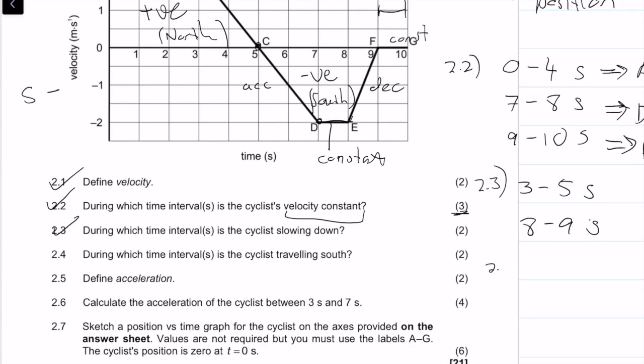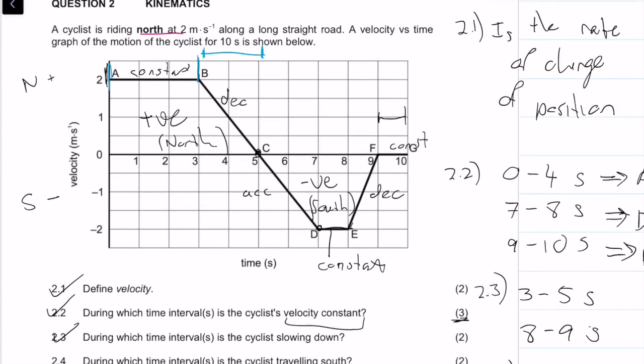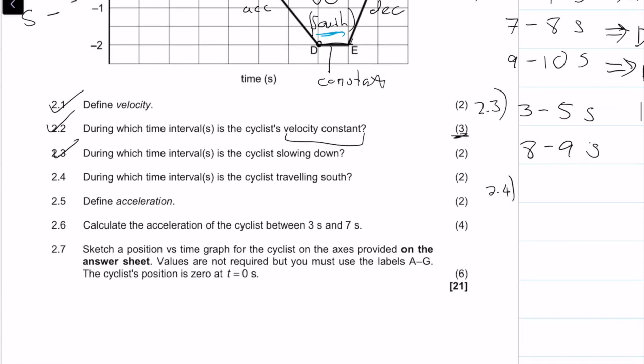And then the last question, 2.4: during which time intervals is the cyclist traveling south? So when is he traveling south? Here he was traveling north. In this first region we said all of this is traveling north, so all of this is when he is traveling south, which we mentioned before as well. That would be between 5 and 9 seconds. Again, I'm not going to give you the letters, but you can go do that.